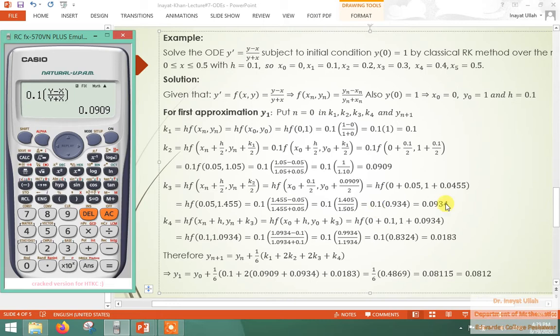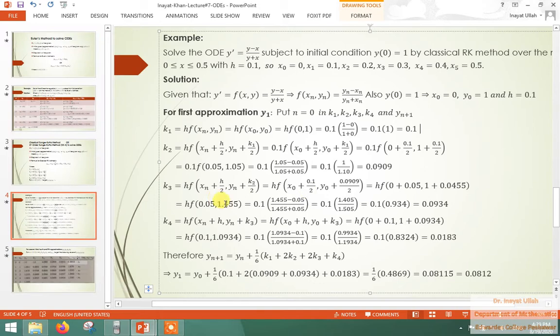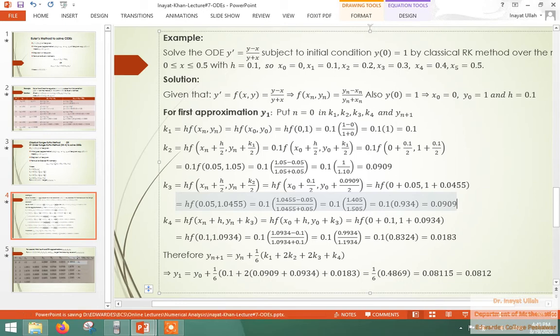0.0909. This mistake is because of this 1.0455, that is actually 1.0455. So this value is actually 0.0909. Now I am going to correct this value right here, that is 1.0455. That will become the same thing, 1.0455, and this is also 0455, and that is the same thing. Calculating this thing, you'll get 0.0909. So I have corrected this value, that is 0.0909.